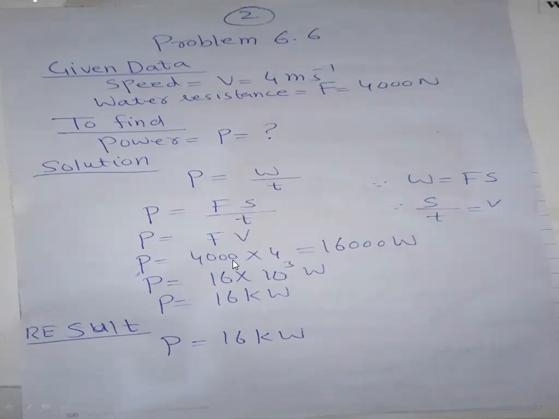And then plug in the values. 4,000 multiplied by 4. 4,000 is force and V is 4. So if you multiply 4,000 with 4, you will get 16,000. And the unit of power is watt. So I need to convert this into kilo. How many zeros? 1, 2, 3. So I can write 10 power 3 watt. So 10 power 3 is kilowatt. So power is equal to 16 kilowatt is my required result of problem number 6.6.